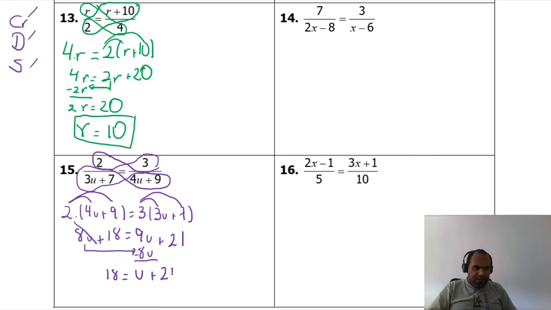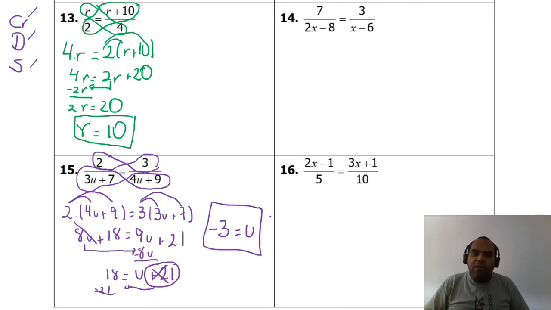u plus 21. Right now I need to move this positive 21. The opposite for positive 21 is negative 21. And the final result, guys, what is it? Let's see. Here, goodbye, don't have any. 18 minus 21. Let me see. Oh, yes, it's negative 3. u equals negative 3. Great, guys.